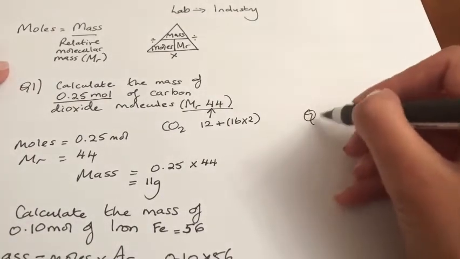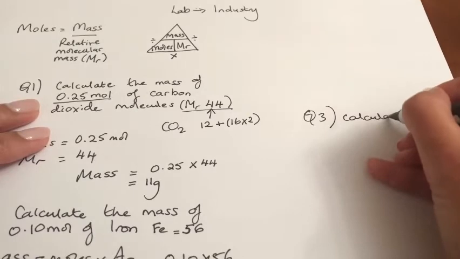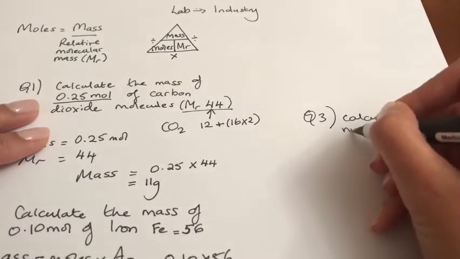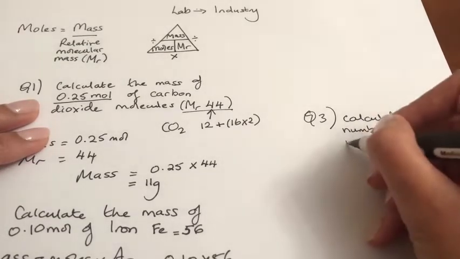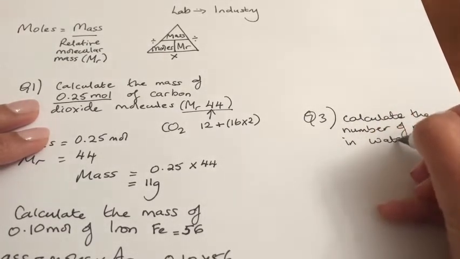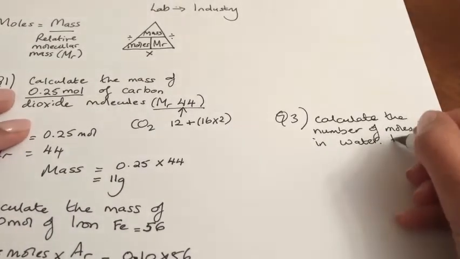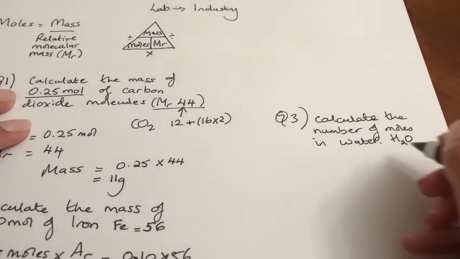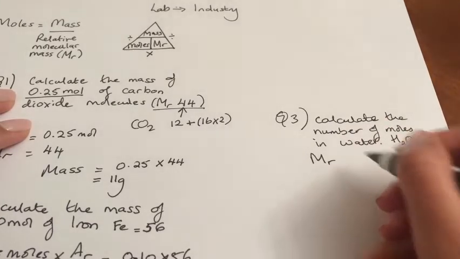Last example, question 3. Calculate the number of moles in water. Now remember, we talked about this in a previous clip. Water is H2O, that is the molecular formula. So we're looking at MR, we need to work this out.